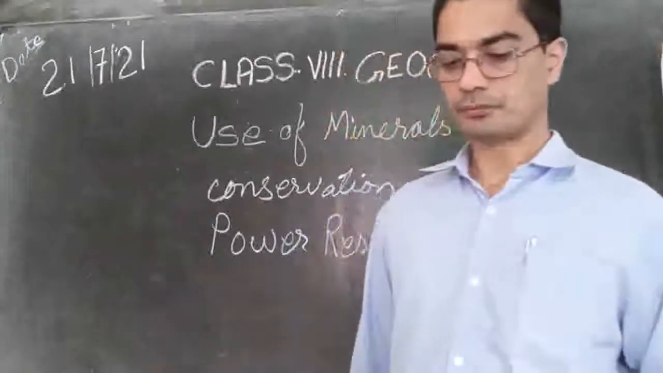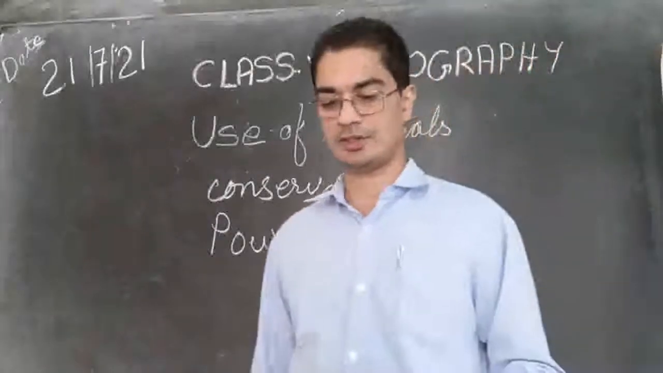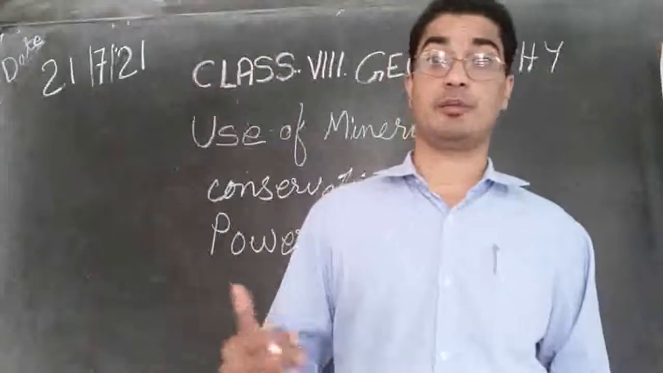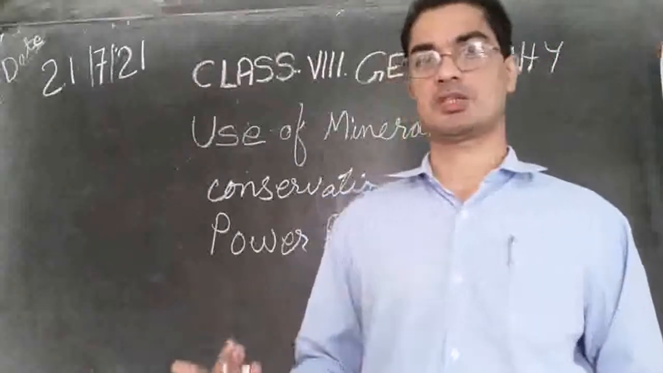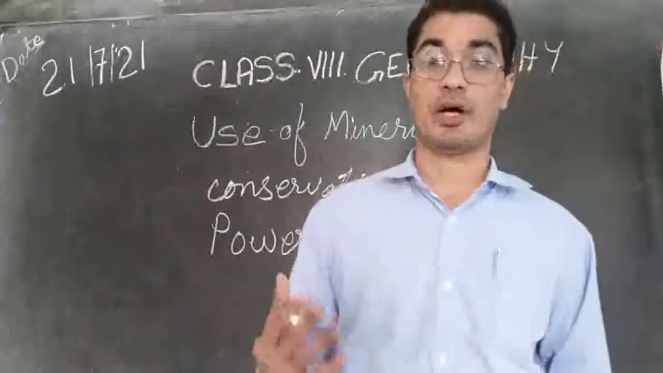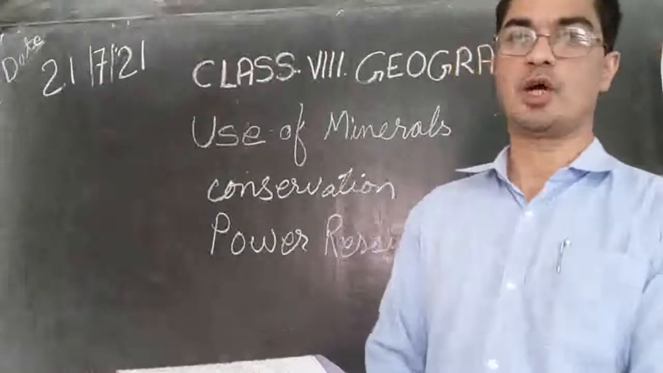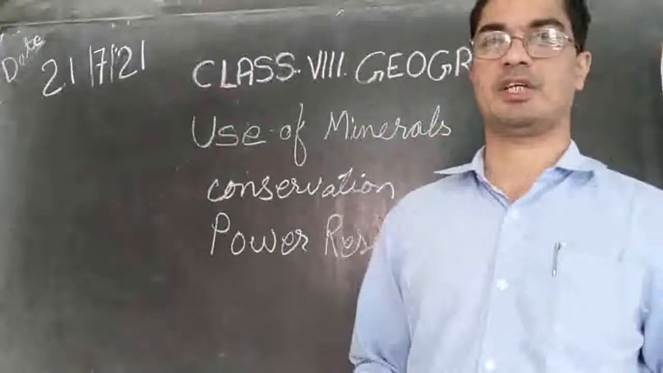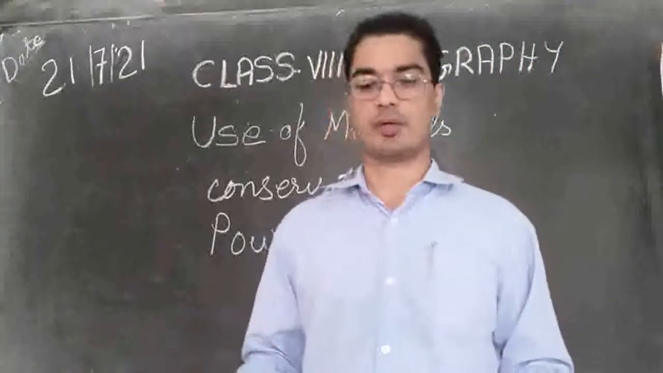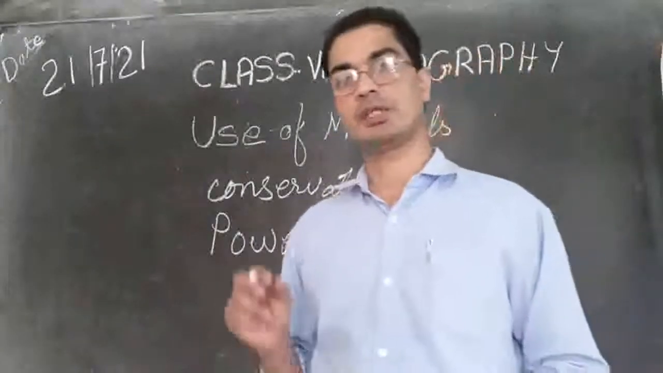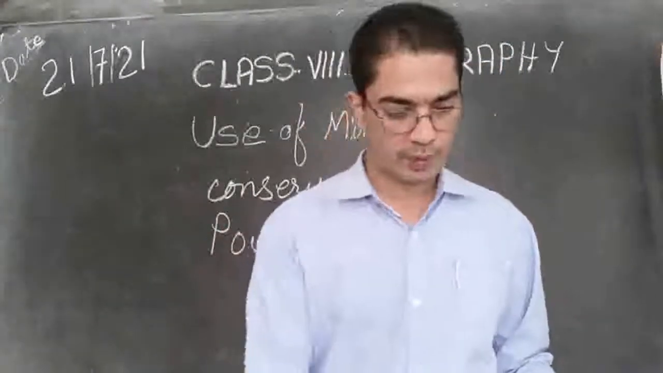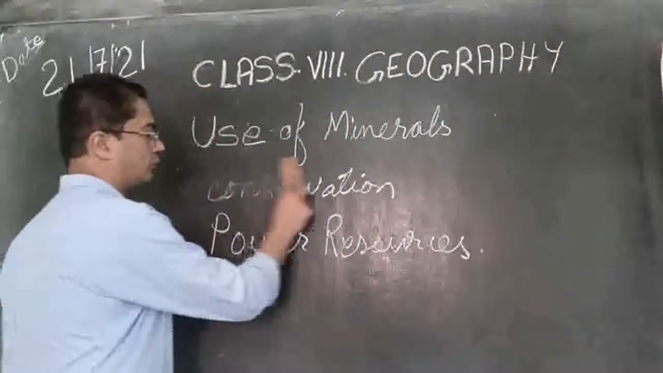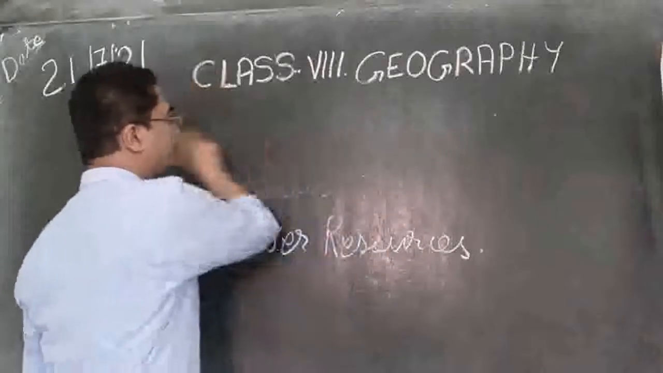For example, there is electricity. Electricity can be made from water as well as from coal. Then there is firewood. That is a power that we use for cooking food and so on. Then there is solar power, wind power. So different power resources are there. These can be divided mainly into two.